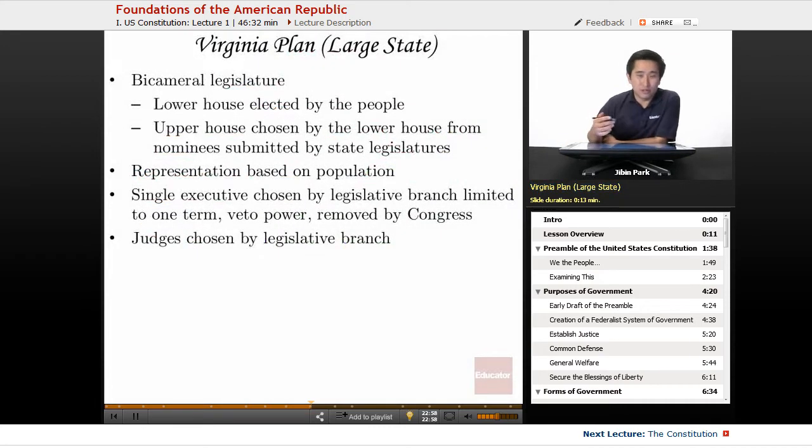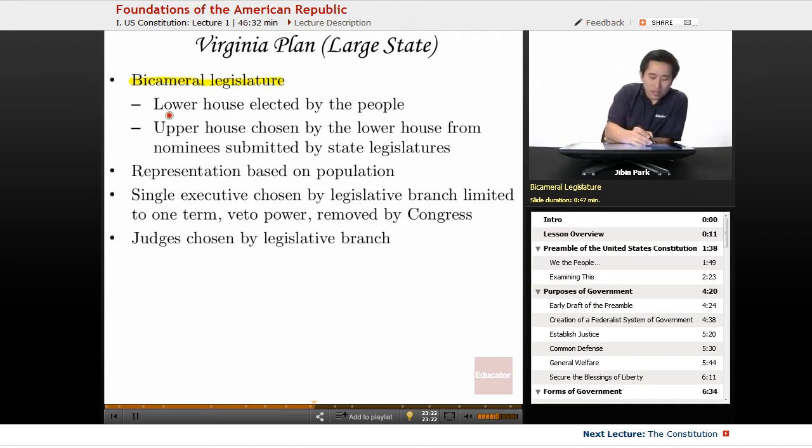So the Virginia Plan. When they came up with this, these were the basic ideas that the Virginia Plan thought up to correct the defects of the Articles of Confederation. The big thing here was a bicameral legislature, which I went over in England. They had this bicameral legislature, the House of Lords and the House of Commons.